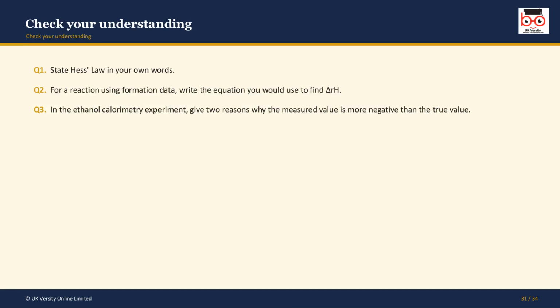One more check before we wrap up. Can you state Hess's law in your own words? For a reaction using formation data, what's the equation you'd use to find the reaction enthalpy? And in that ethanol calorimetry experiment, can you give 2 reasons why the measured value came out more negative than the true value? Have a go before you move on.